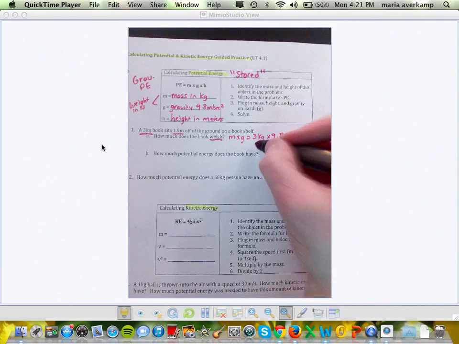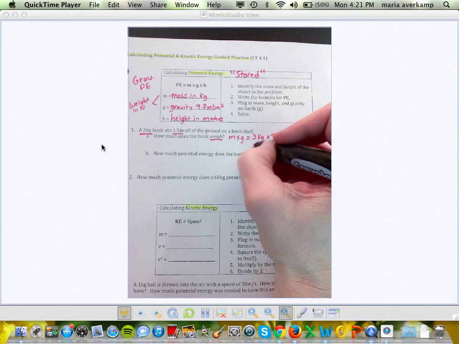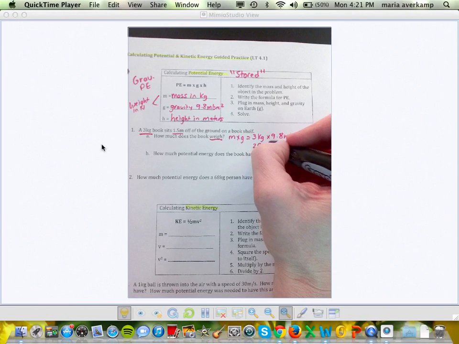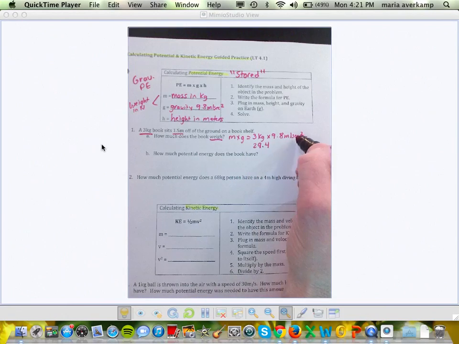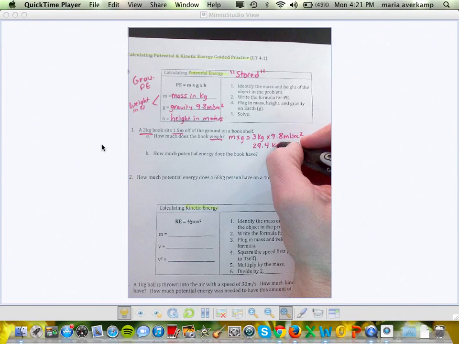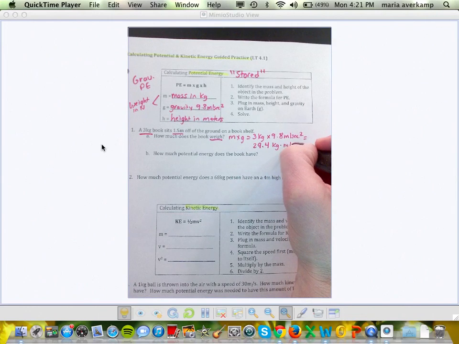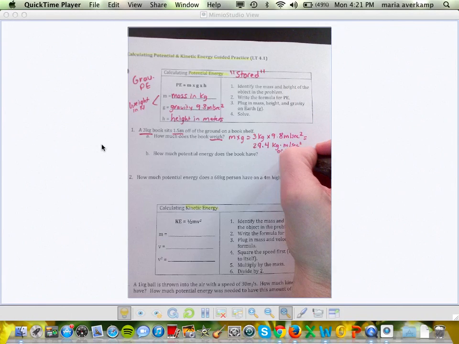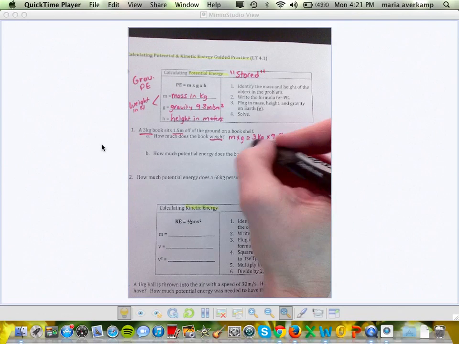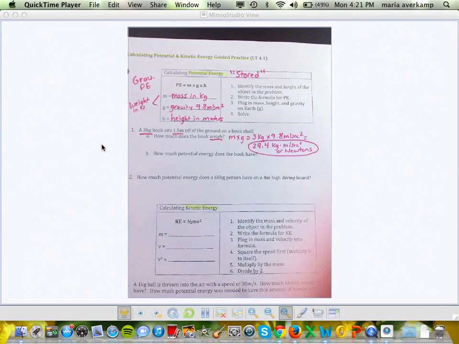Now, if I multiply those two numbers, that's going to tell me how much the object weighs. So 3 times 9.8 gives me 29.4. Now, if you take a look, a kilogram times a meter per second squared, no units cancel out, so I'm going to get a kilogram times a meter per second squared. And if you recall, that is what we call a newton. So a 3-kilogram book has 29.4 newtons of weight.